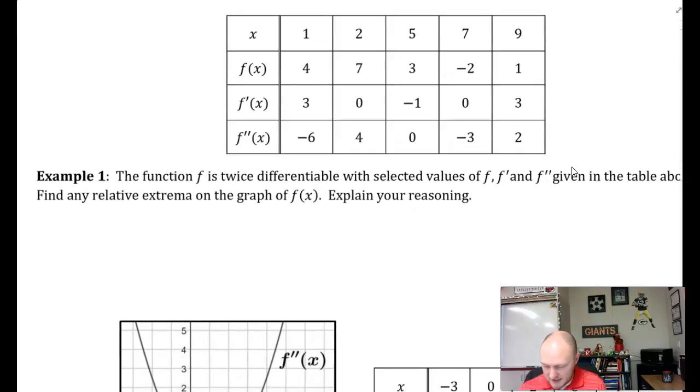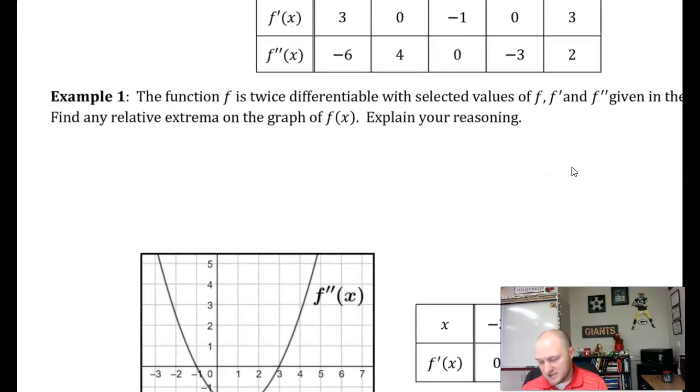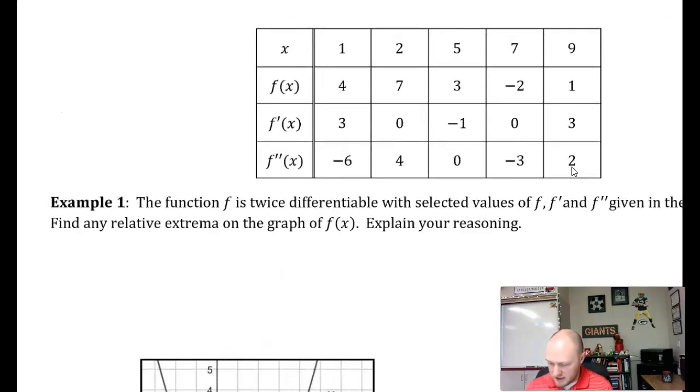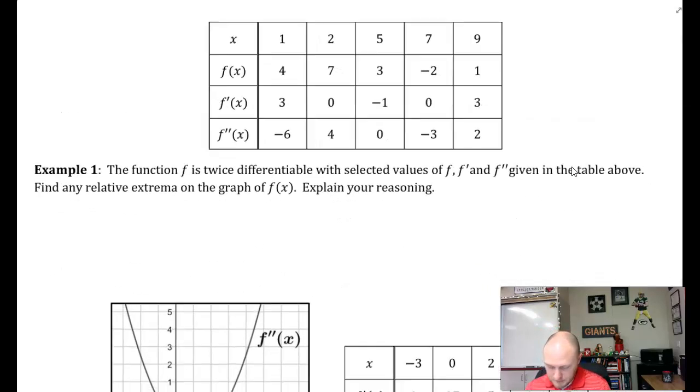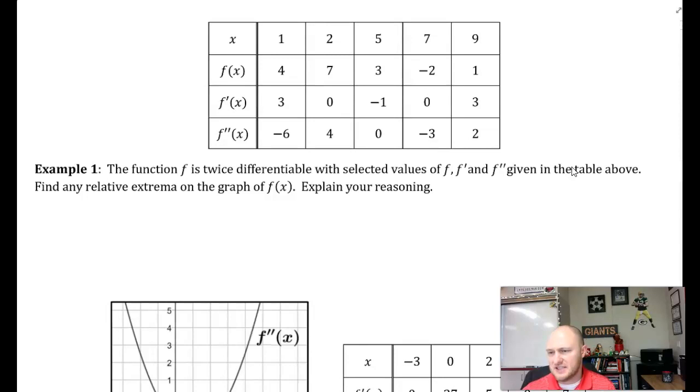And here is the classic problem that you'll see on the AP test, usually on a multiple choice, possibly on a free response. The function f is twice differentiable with selected values of f, f prime, and f double prime given in the table above. Find any relative extrema on the graph of f of x. Well, in order to be a candidate for relative extrema, I'm looking for where f prime of x is equal to 0. Now this occurs at x equal to 2 and 7, because notice that their first derivative is equal to 0.